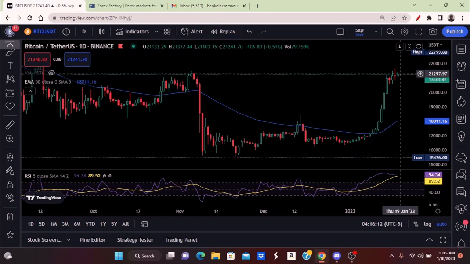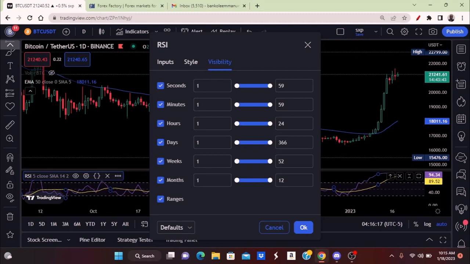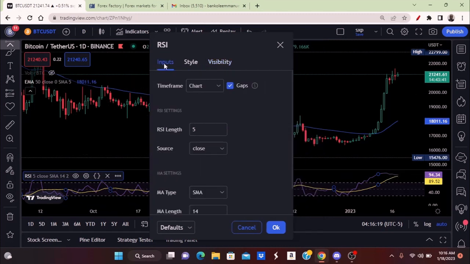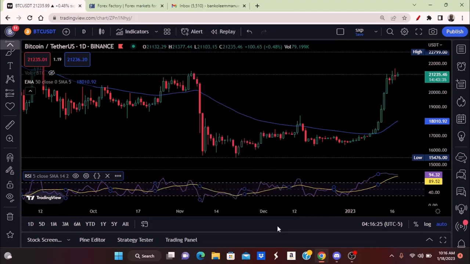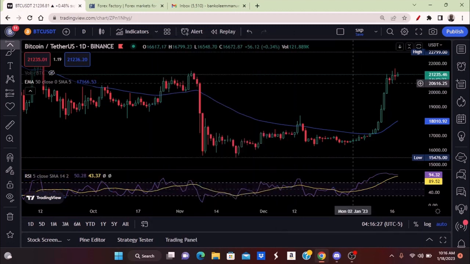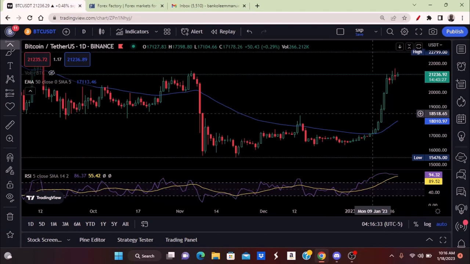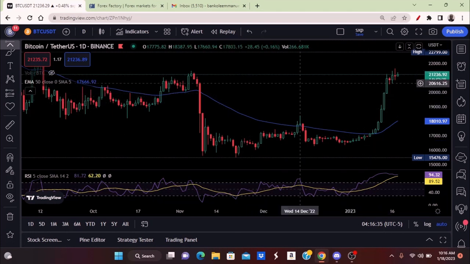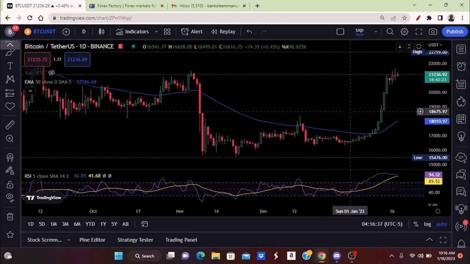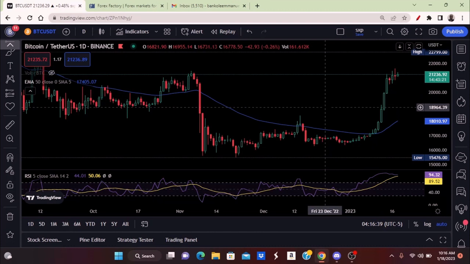So let's start. The first thing I want you to do is to go to your RSI indicator setting and come to the inputs and change the RSI length to 5. Like you can see here, I have number 5 here, and say OK. Once that is done, the next thing you need to do is to come to the daily time frame, because we are trading the cryptocurrency market.